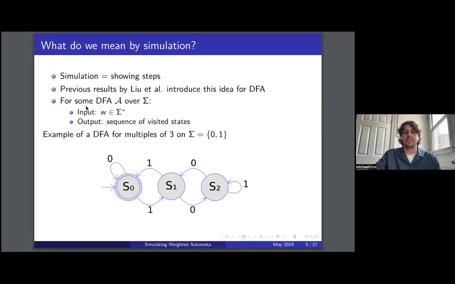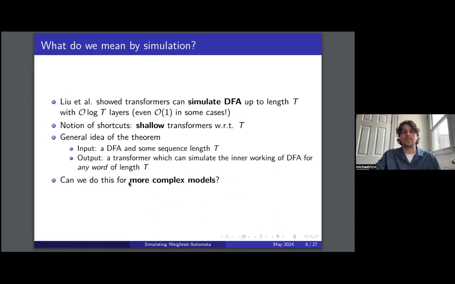Simulating a DFA means that if you give me some word on some alphabet, from sigma star, I can output not only accept or reject, but the sequence of visited states. Here I have an example of a DFA that counts multiples of 3 in binary. If we take a simple word like 1, 1, we'd start here, we'd go, and then we'd come back, and we'd have S0. So instead of just outputting accept or reject, we could have the sequence S0, S1, S0, for example, as a given output. And so Liu et al.